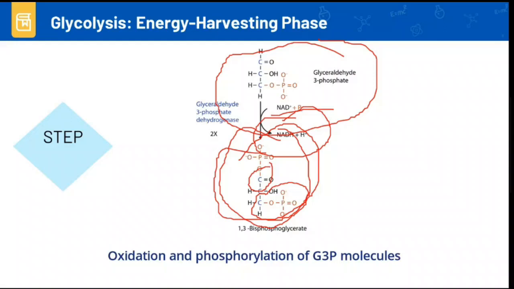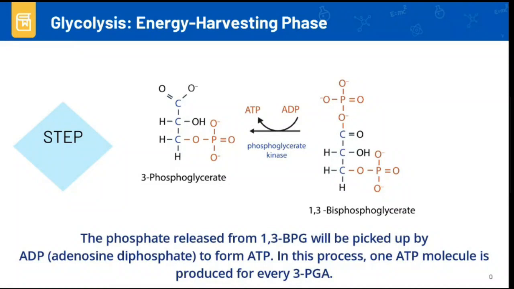Okay? So the next step here, or step 7 for your glycolysis, involves the release of the phosphate molecule from your BPG, or your 1,3-biphosphoglycerate, which now becomes your 3-phosphoglycerate, or your 3-PGA. This process is catalyzed by the enzyme phosphoglycerokinase. Now the phosphate released from BPG will be picked up by the ADP to form your ATP. So magkakaroon na tayo ng formation of your ATP, which is considered as your energy harvest. So in this process, one ATP molecule is produced for every 3-PGA. Okay? So sa bawat process, meron tayong maproproduce na molecule from your 3-PGA.